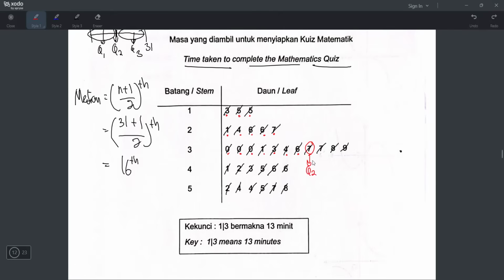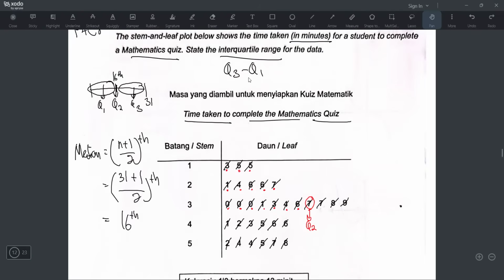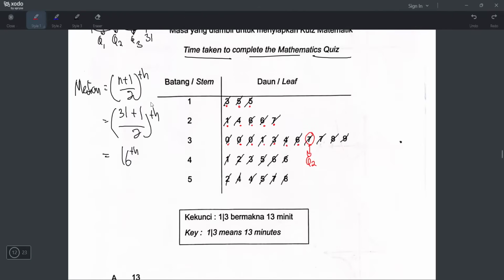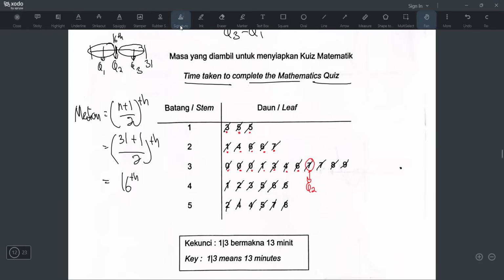This is your Q2. But I'm looking for Q1 and Q3, because later I have to do Q3 minus Q1, right? So how do you find Q1 and Q3? You already know your Q2 is at the 16th. Now how to get your Q1? Take the first half and then find the middle number again. But when you take the first half, please don't include the median, don't include the Q2. That means you will only take from here until here, without taking the Q2.